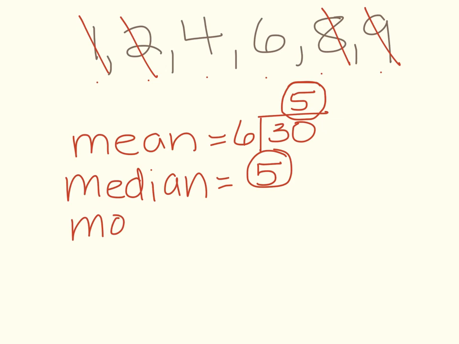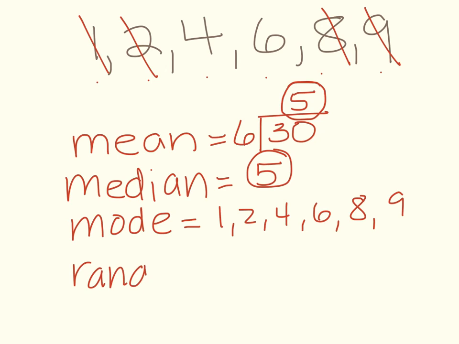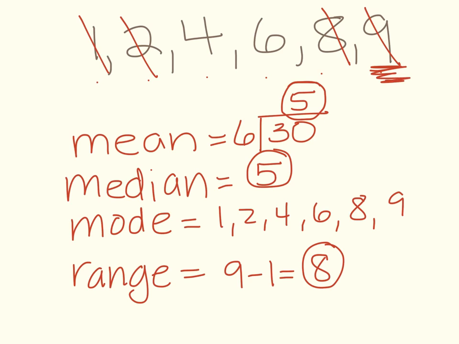My mode is the one that shows up the most. Well, I don't have a repeating number, so my mode would be 1, 2, 4, 6, 8, 9. They all show up evenly. And then finally, my range is 9 minus 1 is 8, because I take my biggest minus my smallest and I get 8. We're going to play with those more tomorrow.